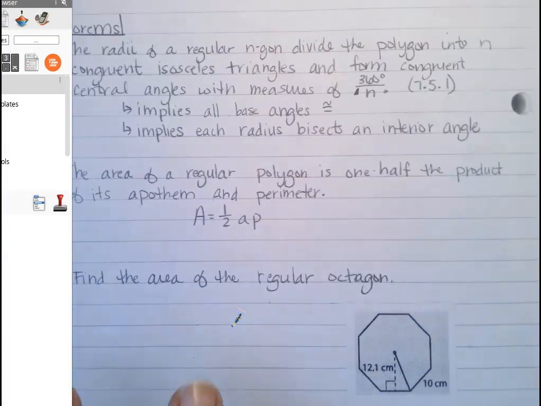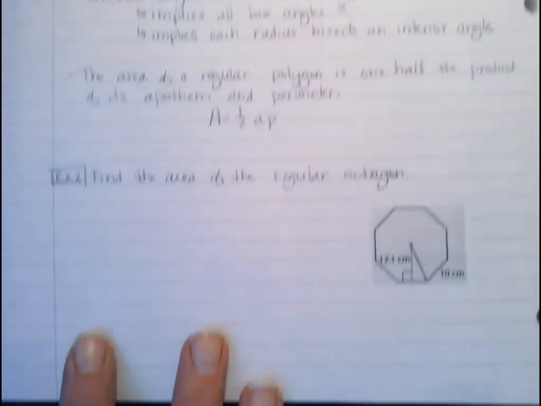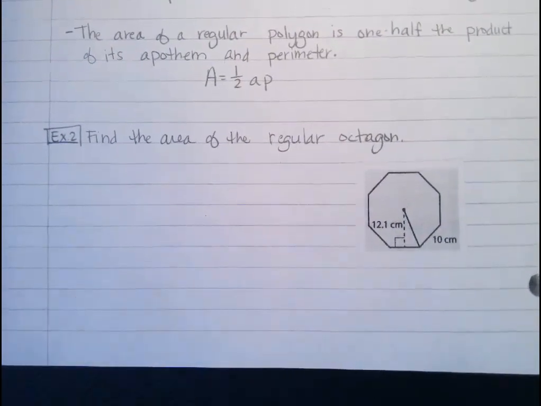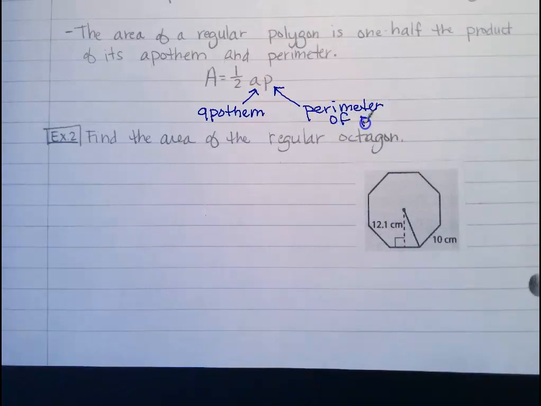So let's actually try that with this one. We want to find the area of the regular octagon. We want to use this formula. So the A here stands for what? Apothem, which looks like a Q. And what does the P stand for? Perimeter. And it's the perimeter of the polygon. Okay, so let's put it into place and find the area here. Find the area of the regular polygon.